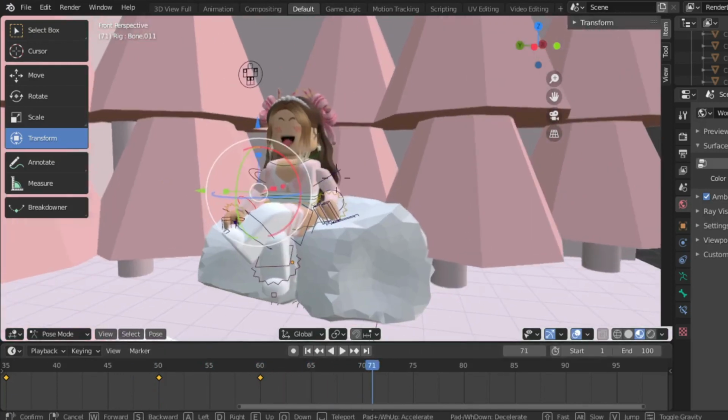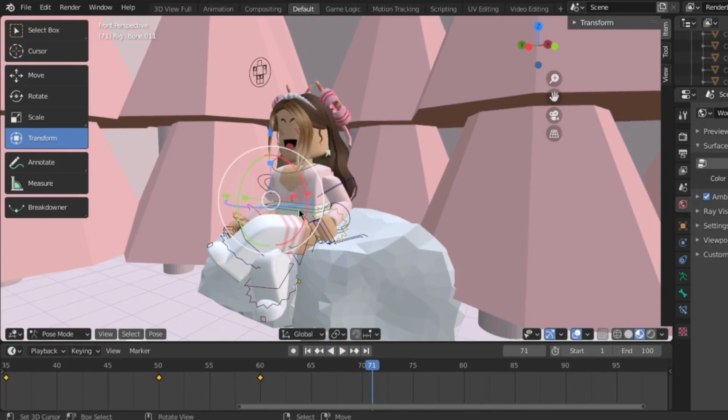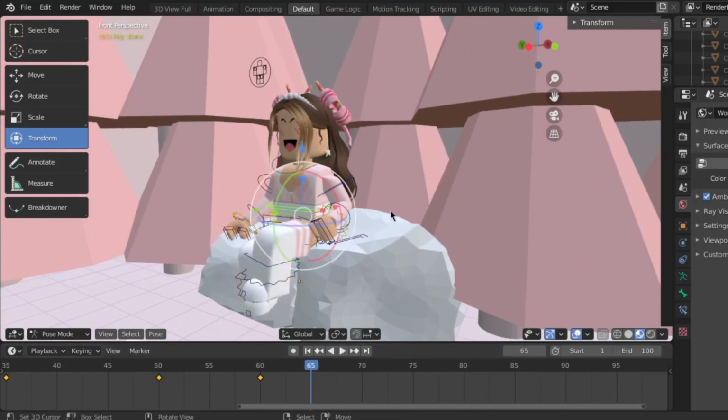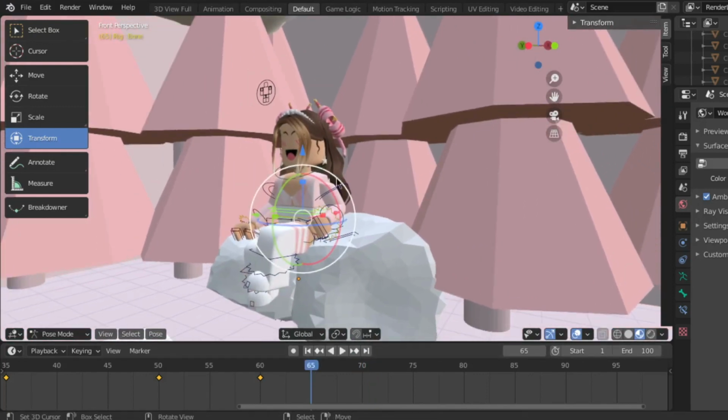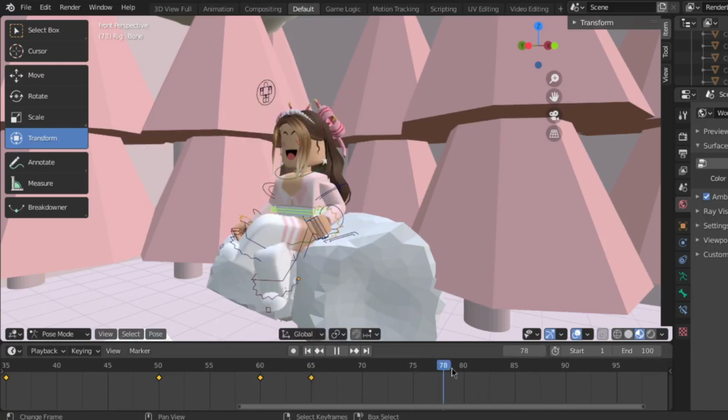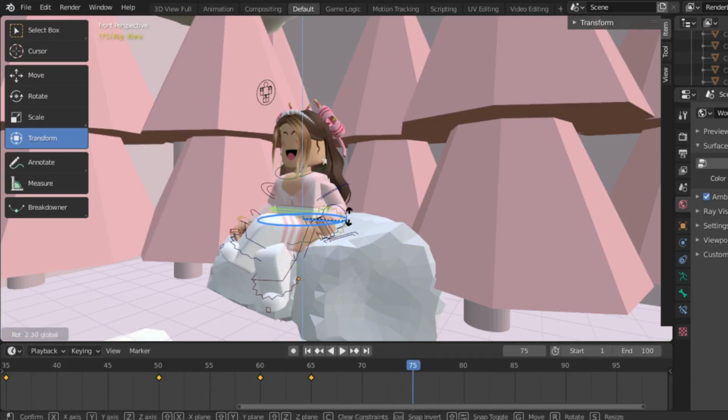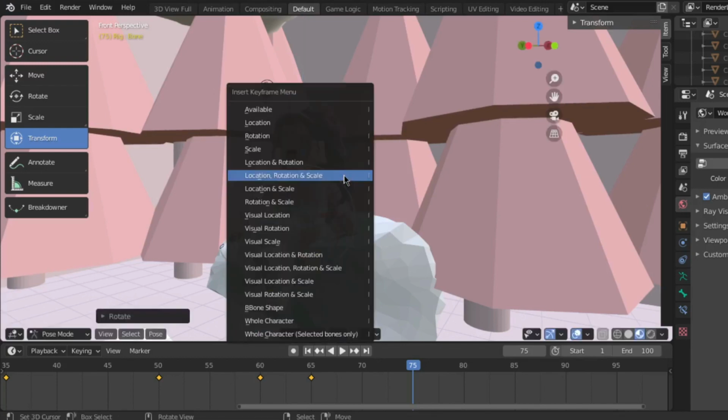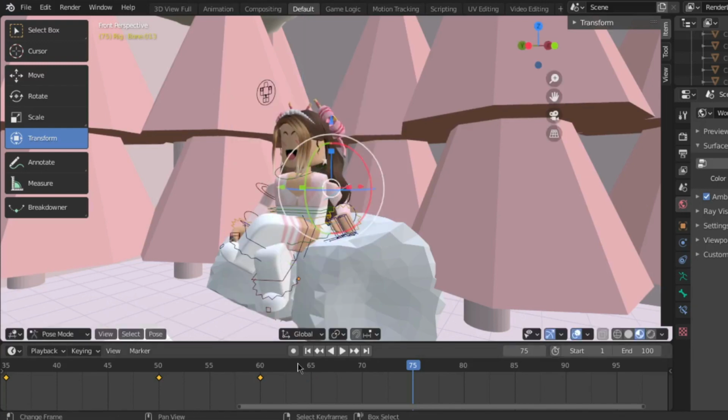Alright, now it's time to have her wave. Since I want her to be facing this side, I am gonna have to rotate her waist a bit. Remember to press I, then location, rotation and scale.